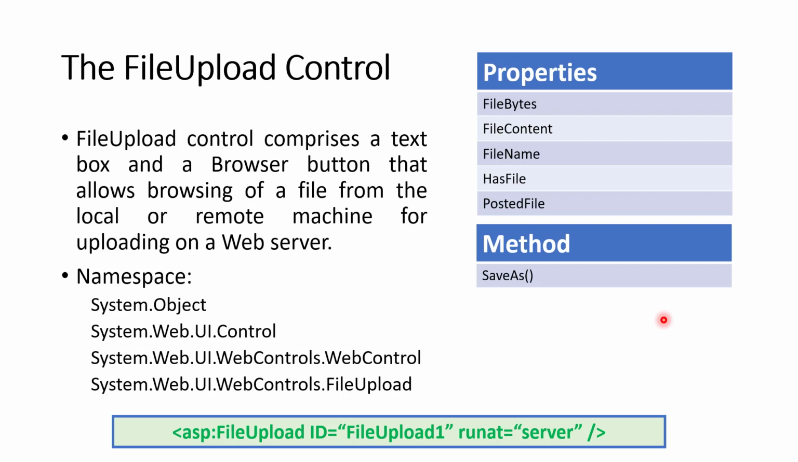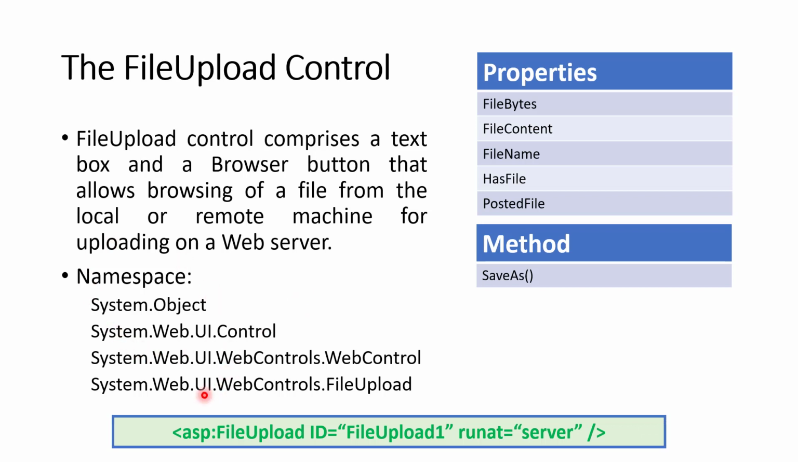Our next control is the FileUpload control. The FileUpload control comprises a text box and a browse button that allows browsing of a file from the local or remote machine for uploading on a web server. If we want to upload some file on our web server, we can use this FileUpload control. The FileUpload control is a combination of two different controls. First is a text box and second one is a browse button.